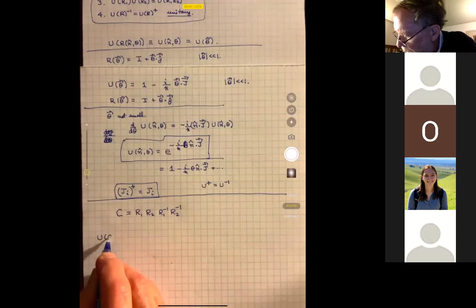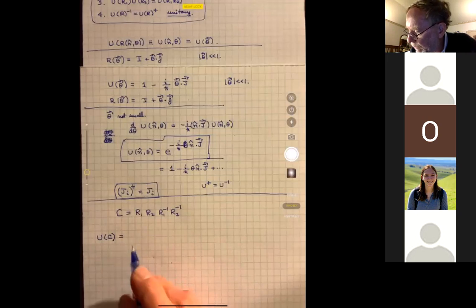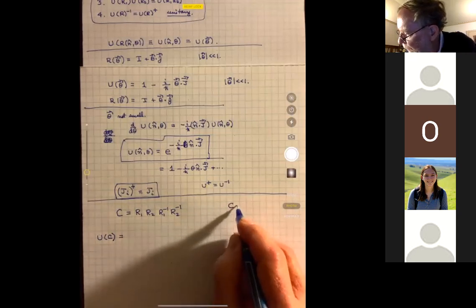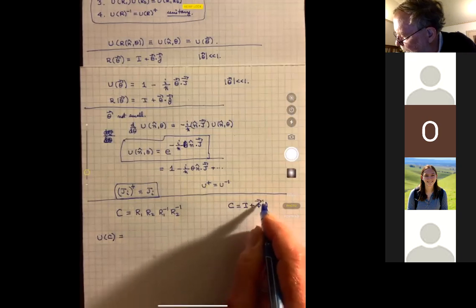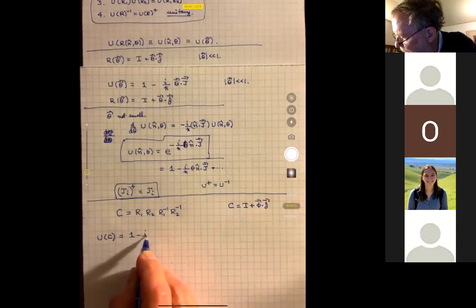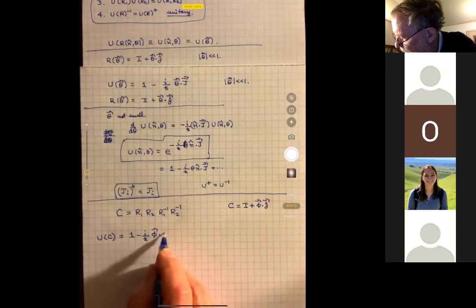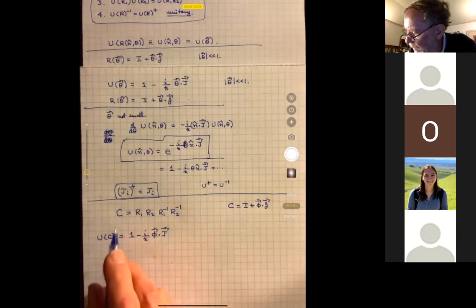So u of c is the left-hand side, and there's various ways of writing it. Given that c is an infinitesimal operation, a rotation, it was identity plus the phi vector dotted into script j, like this, u of c must be equal to 1 minus i over h bar times the same phi vector dotted into the Roman j, which is the vector of Hermitian operators. That's from the left-hand side.